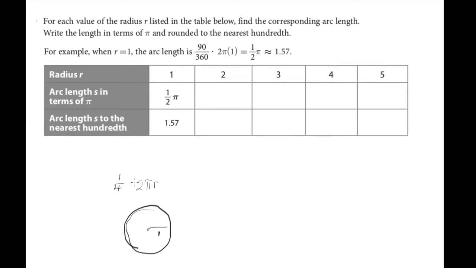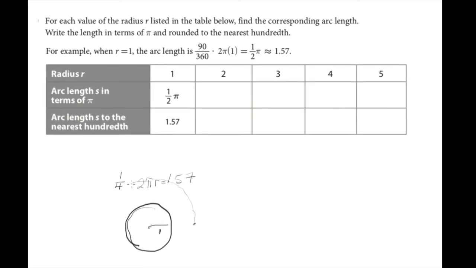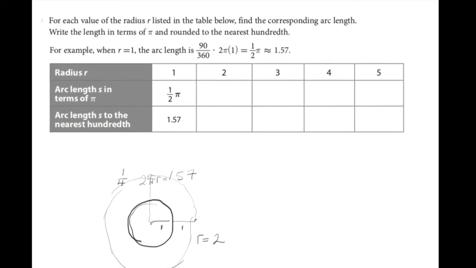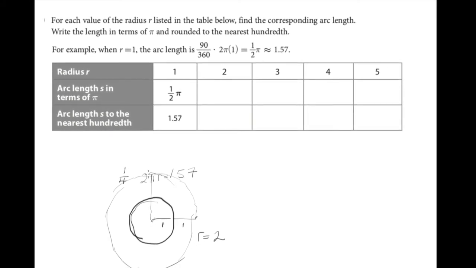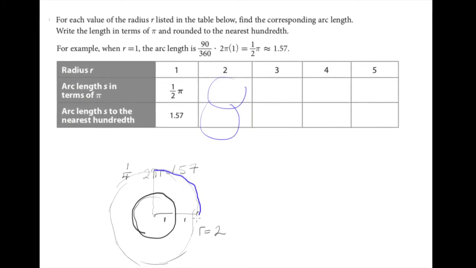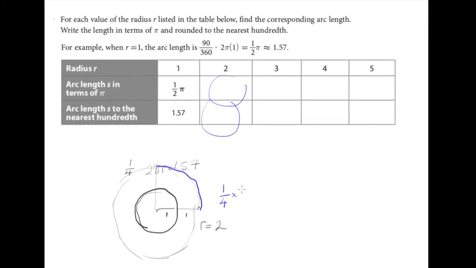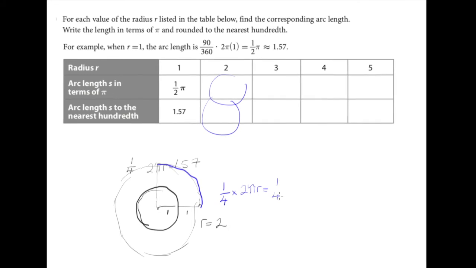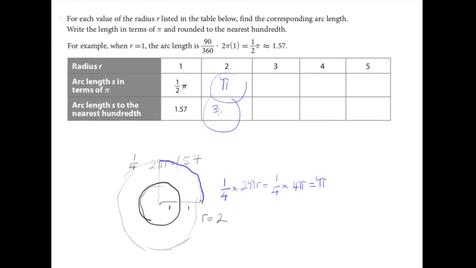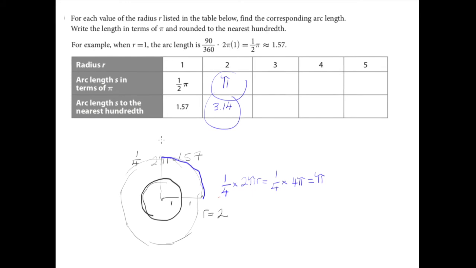Next we're going to calculate the arc length for a 90-degree angle with a radius of 2. You just plug all those numbers into that same formula. Arc length S will equal that same 90 over 360, 1/4, times the circumference, which is 2 pi r, so 2 times pi times 2. That's 4 pi. So the arc length will equal pi.